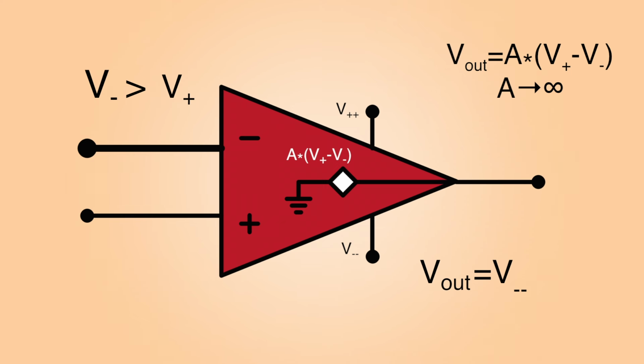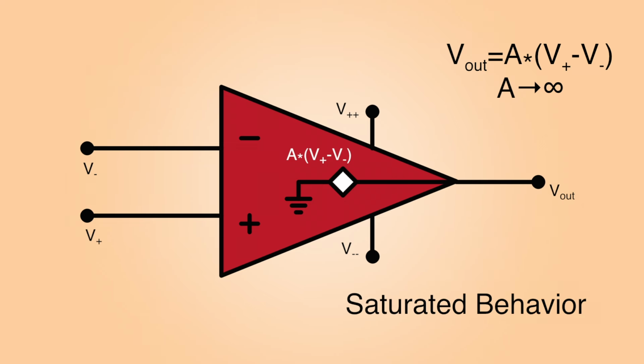So when the output voltage hits one of those limits, either the V++ limit or the V minus limit, we're saying that the op-amp becomes saturated, and that's the term that's commonly used to describe that. I do at this point need to add a little bit of refinement to our model.